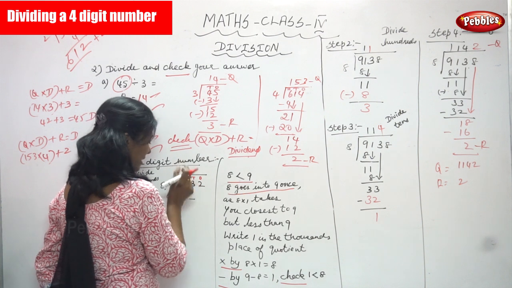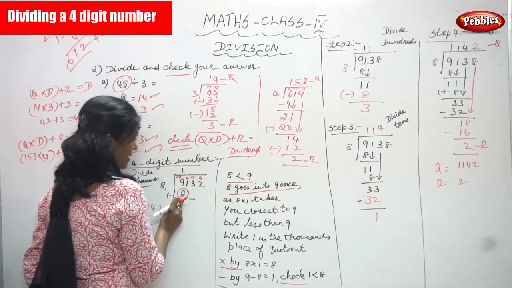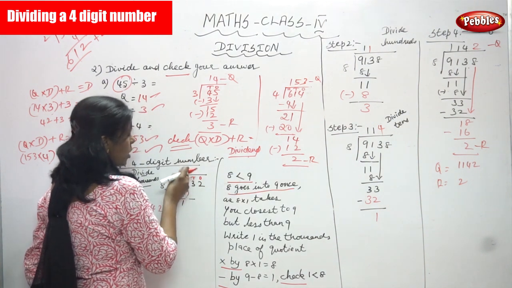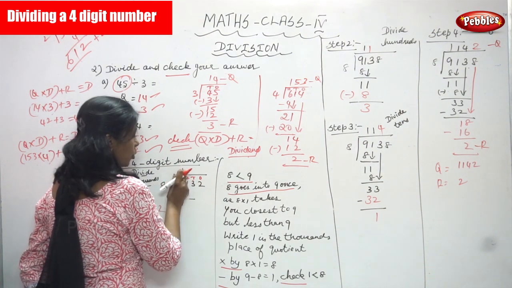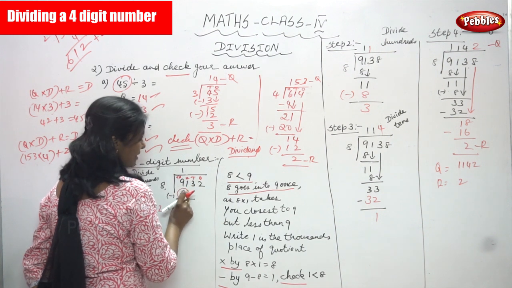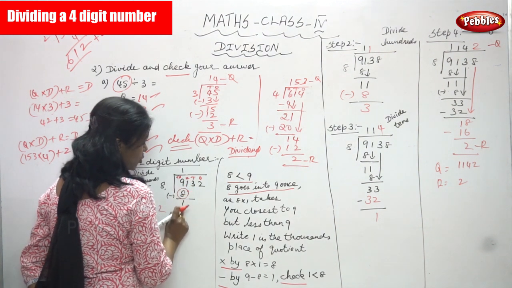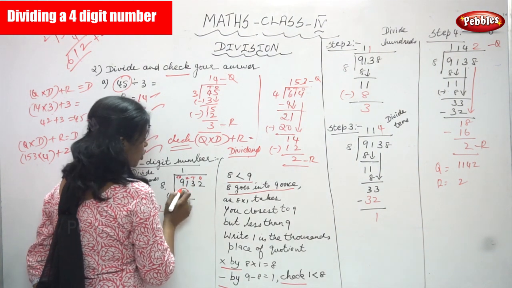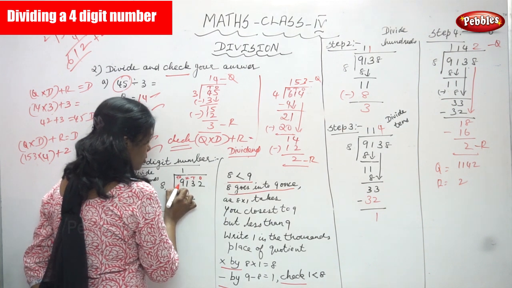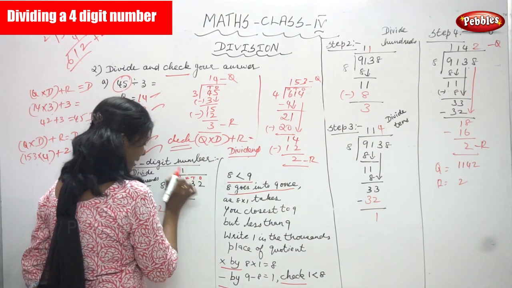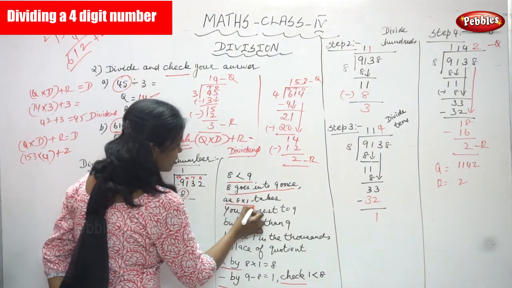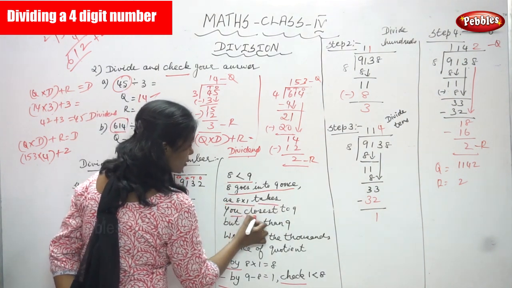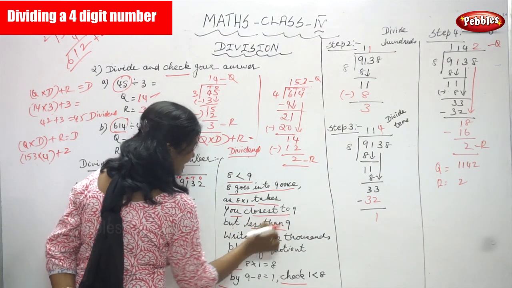Whatever the number you divide by, this 9 is divided by 8. So 8 into 1, you can get 8, so that is what I've written, 8. Then 9 minus 8, you can get 1. So this number is always closest to the particular number, closest to 9, and also less than 9. It is very important. As 8 into 1 takes you closest to 9 but less than 9, I have written it.